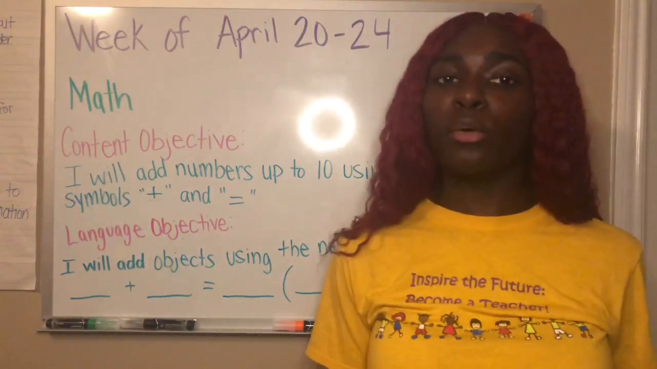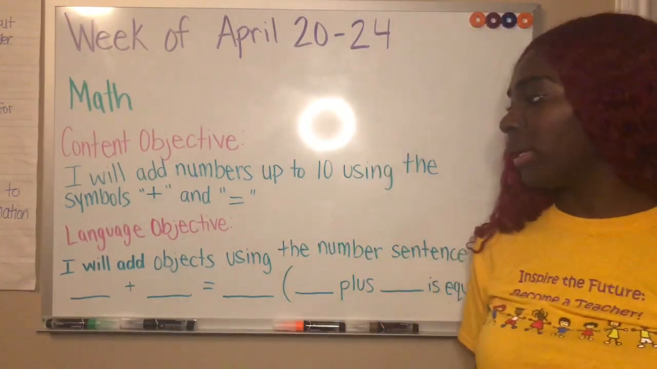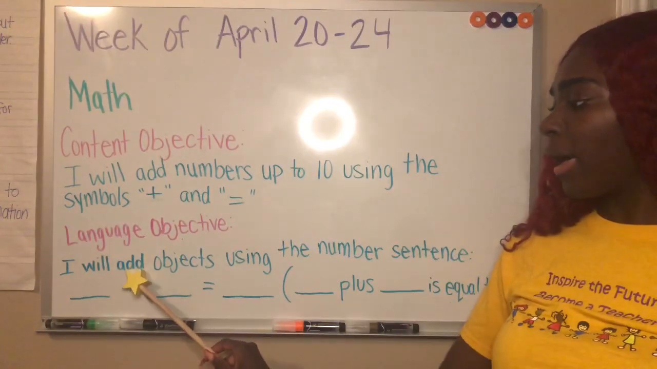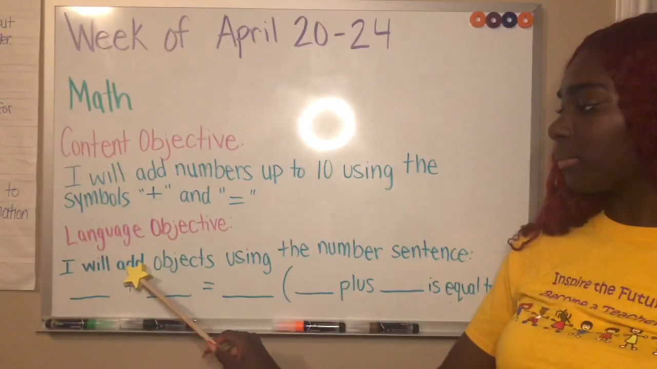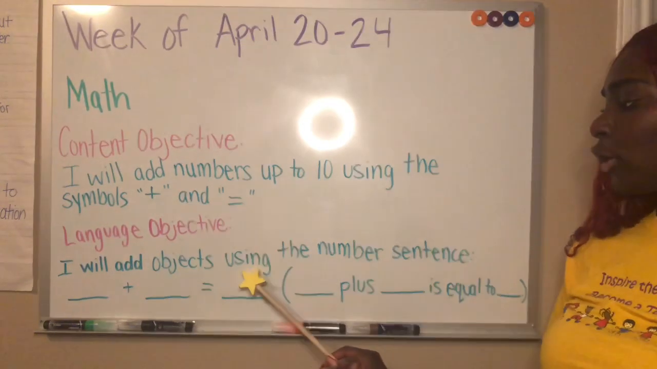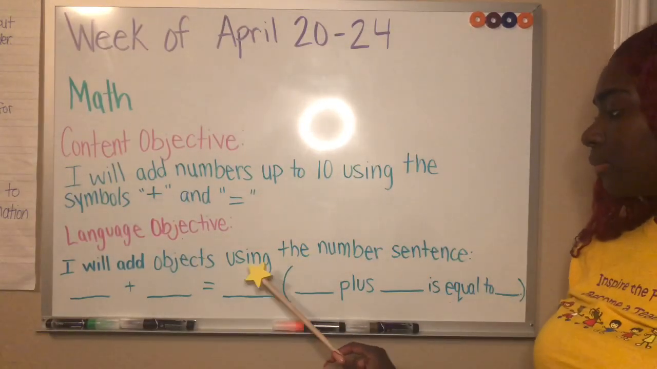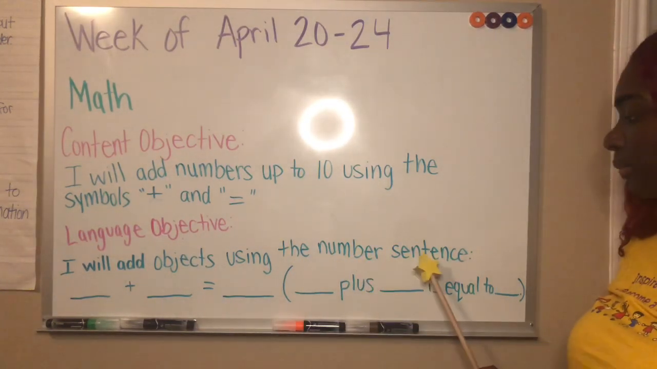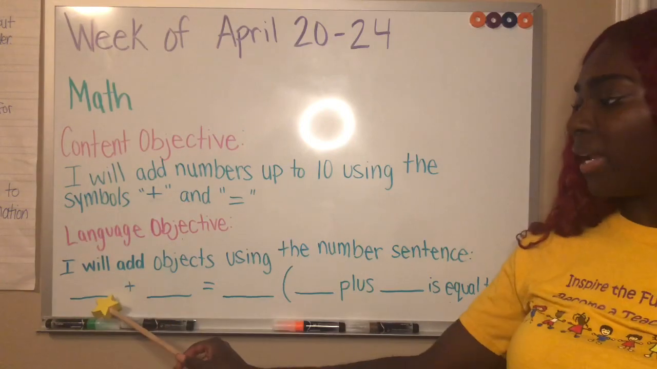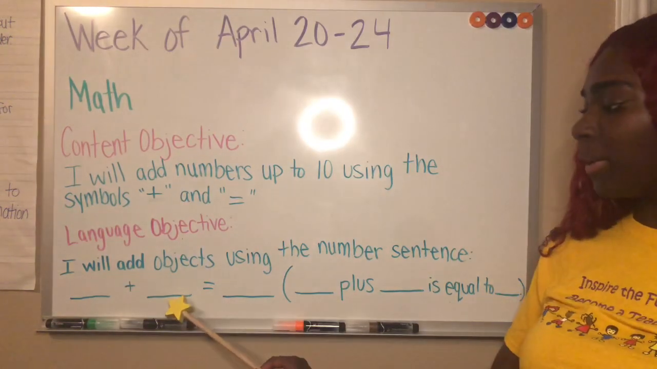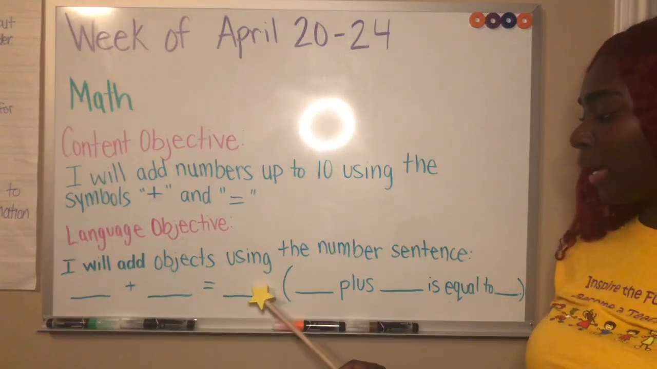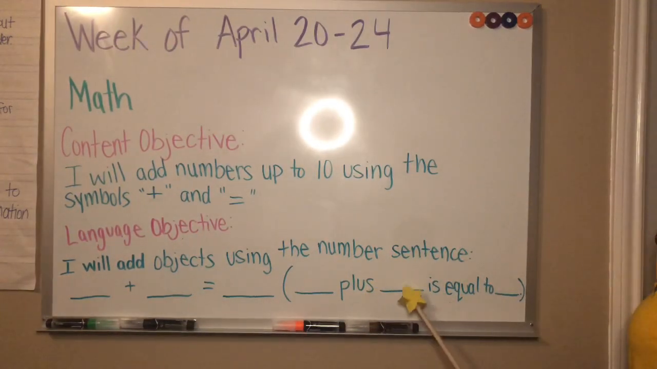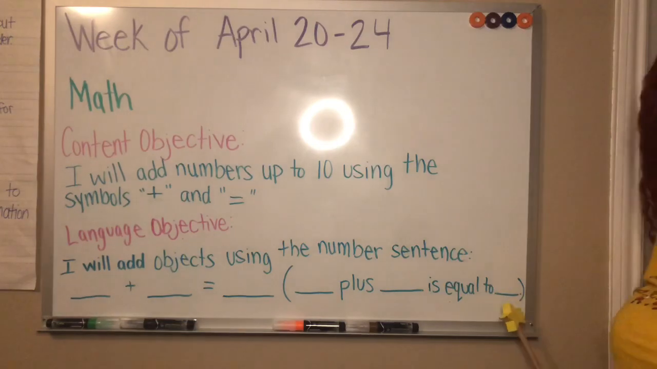So our language objectives for this week will be: I will add objects using the number sentence blank plus blank equals blank, or blank plus blank is equal to blank.